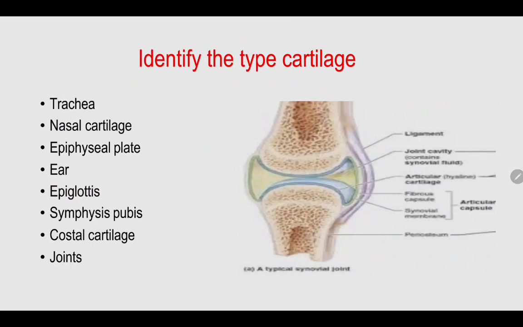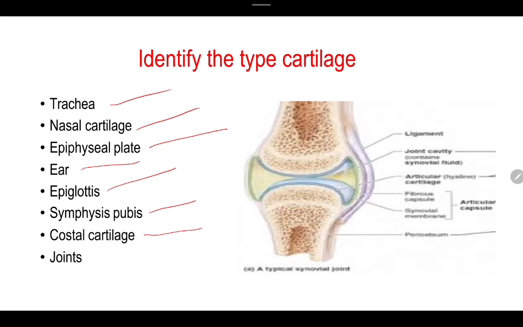Identify the type of cartilage. Trachea, nasal cartilage, the epiphyseal plate, ear, epiglottis, symphysis pubis, costal cartilage. By the way, the costal cartilage is located in the sternum na to, no? The joints.